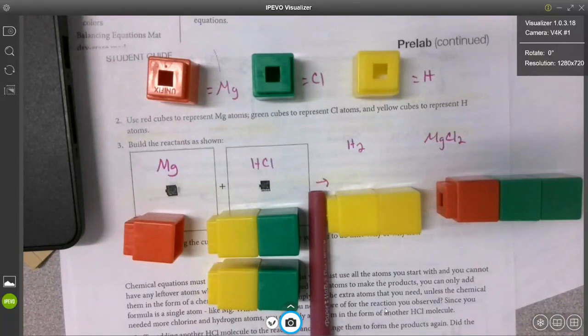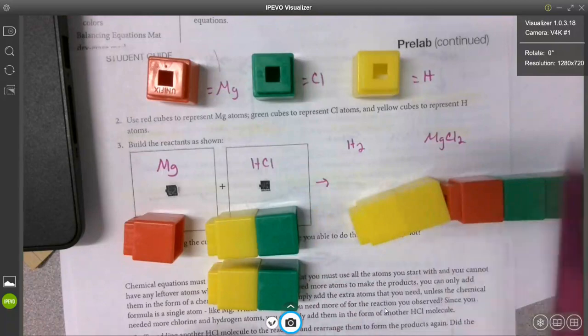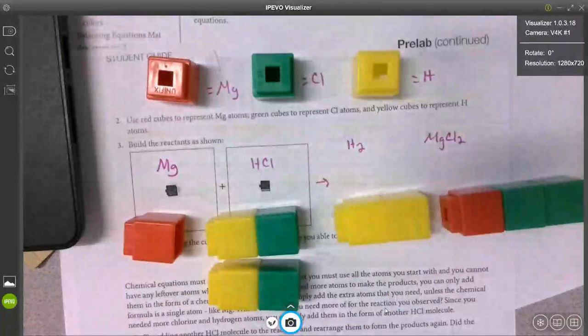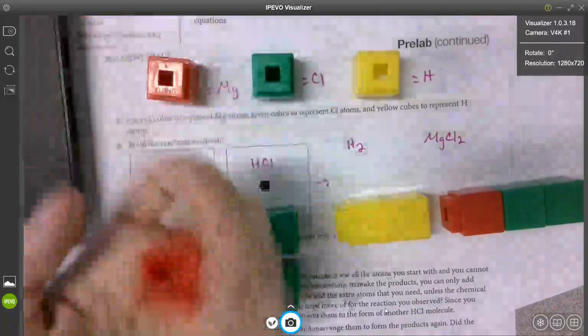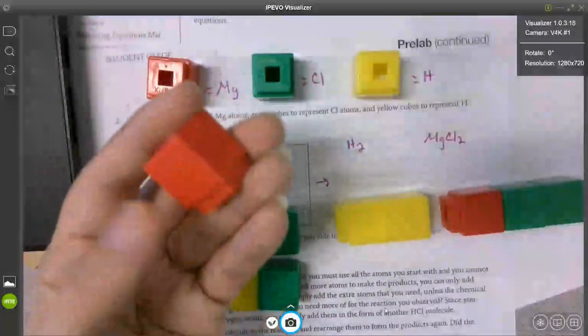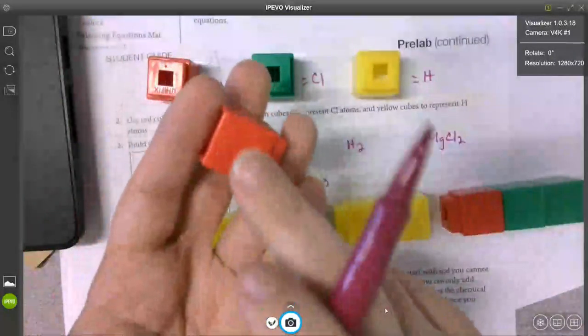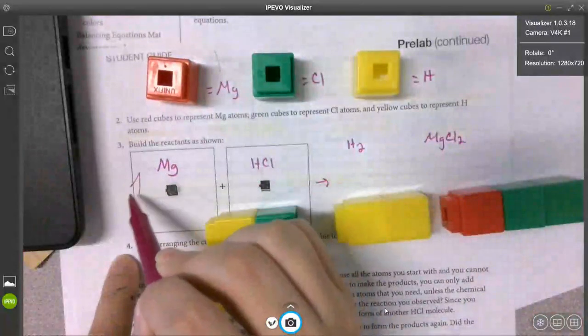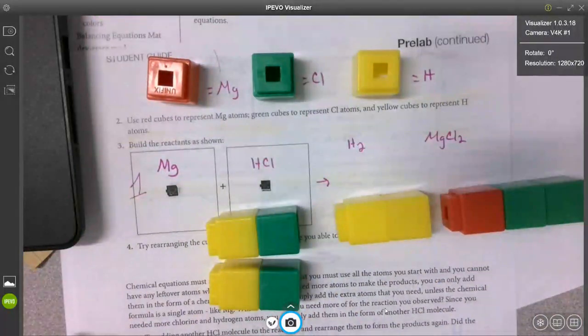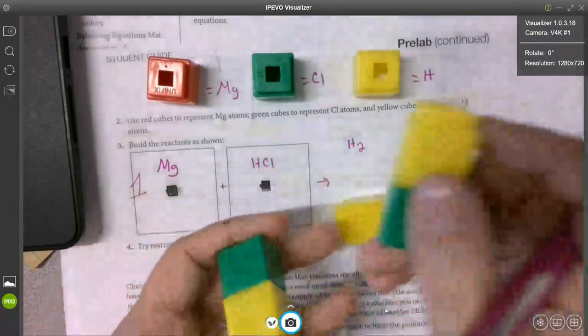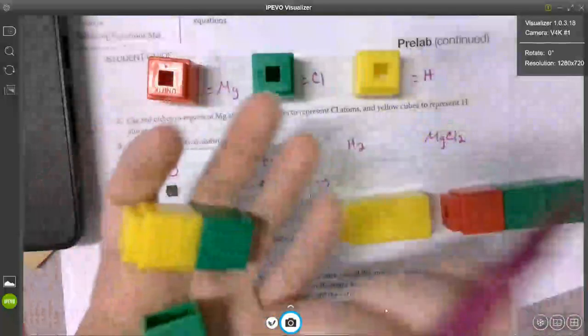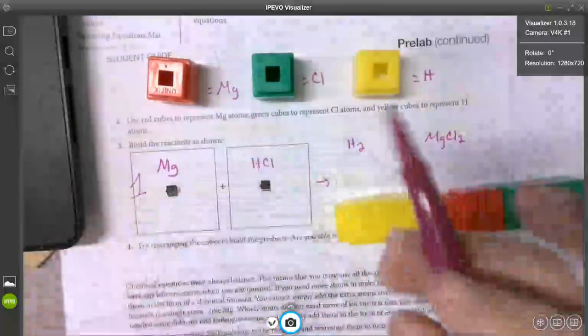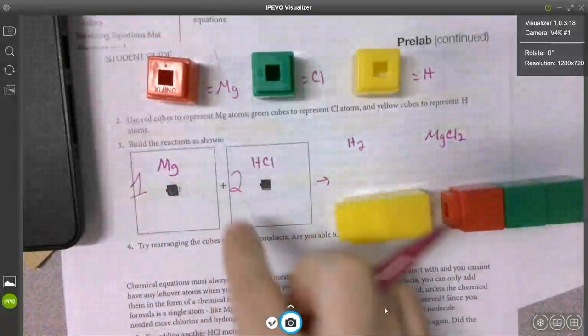So how do I represent this? Well, you have to use your coefficients. Remember, when you are counting out atoms, those coefficients are brought to you from here in your balanced equation. So if this is 1 molecule, it's 1 atom of magnesium. It's also considered 1 molecule right now. I would put 1 as my coefficient. I have 2 molecules of HCl, so that means my coefficient would be 2.